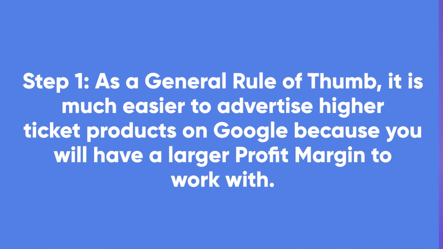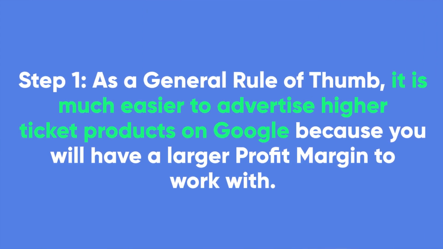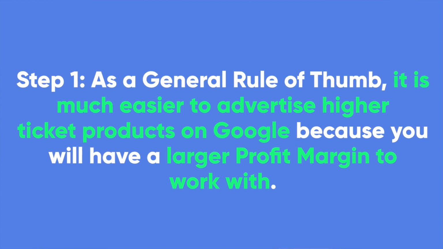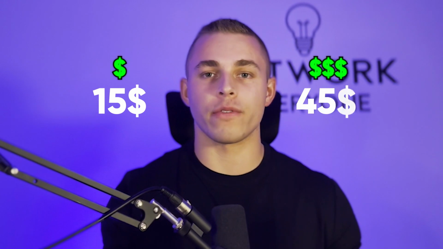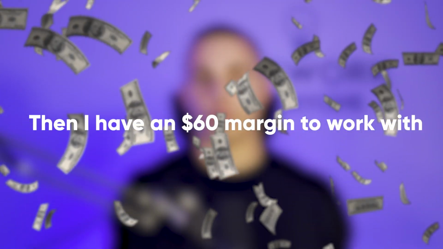Step 1, as a general rule of thumb, it is much easier to advertise higher ticket products on Google because you will have a much larger profit margin to work with. For instance, if I'm able to purchase a product for $15 and sell it for $45, then I have a $30 margin to work with. On the other hand, if I'm able to purchase a product for $40 and sell it for $100, then I have a $60 margin to work with for advertising.